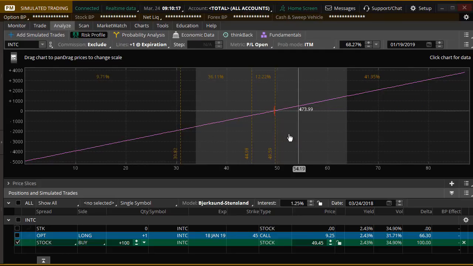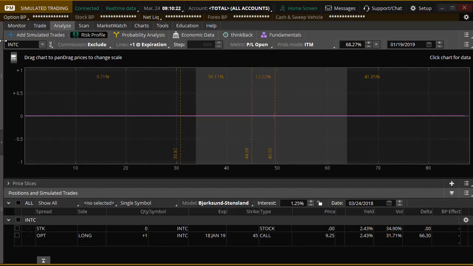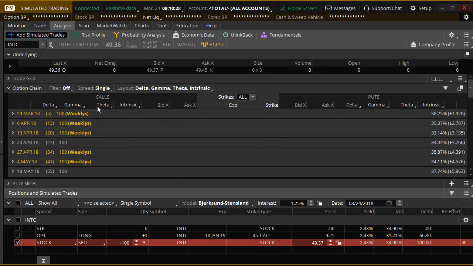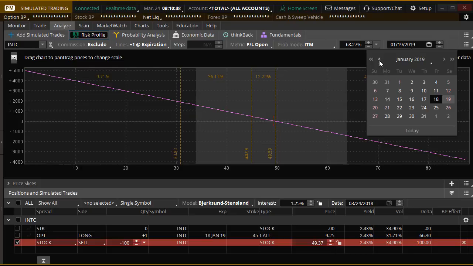So let's take this one step further. Let's look at a short trade. If we short the stock, all we did is switch direction. If we short the stock, we have a tremendous potential risk here. Why is that out there to 119?